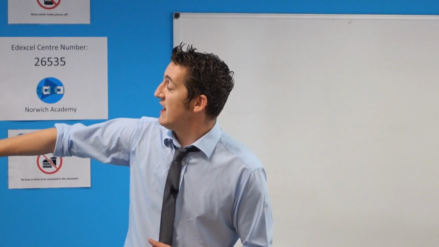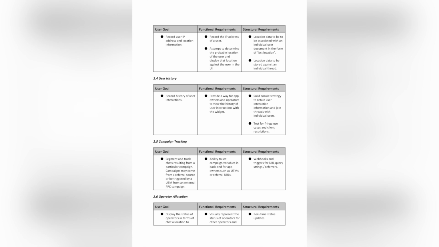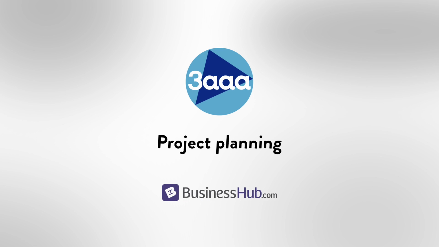So this specification document is all about that. And here we say, right, what's the user going to do? Functionally, what do we need it to achieve? And structurally, what kind of things do we need to build in order to achieve those functions, so that the user's going to achieve that goal. So that's a very loose specification. So it's this second stage.